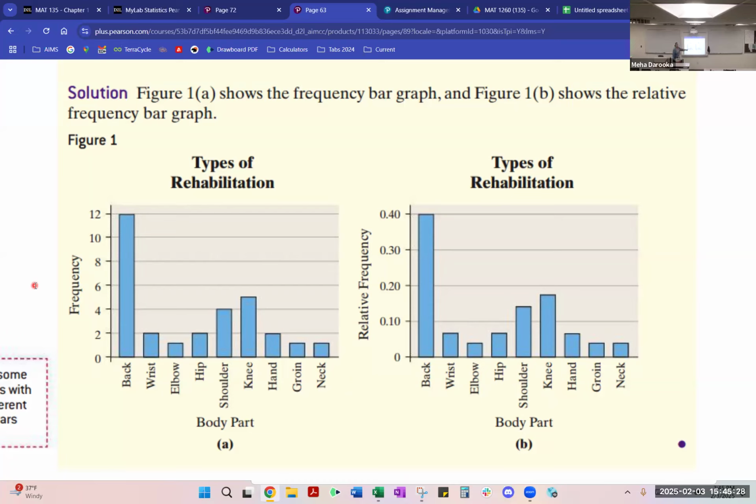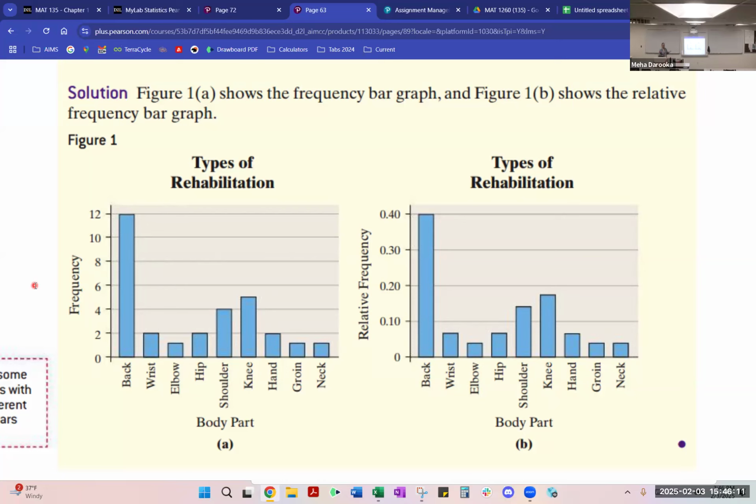Now you should notice both graphs look exactly the same. Of course, the y-axis values are different, but look at how similar those graphs are. If I were to superimpose them on top of each other, they would look the same because obviously relative frequency is calculated based on the frequency. So you can see our tallest bar was for the back rehab people. Then you had knee as the second tallest category, or the second maximum number of people. Then you have shoulder. And then of course there was only one person for elbow, one person for groin, one person for neck. And then you can kind of see how that breaks out.